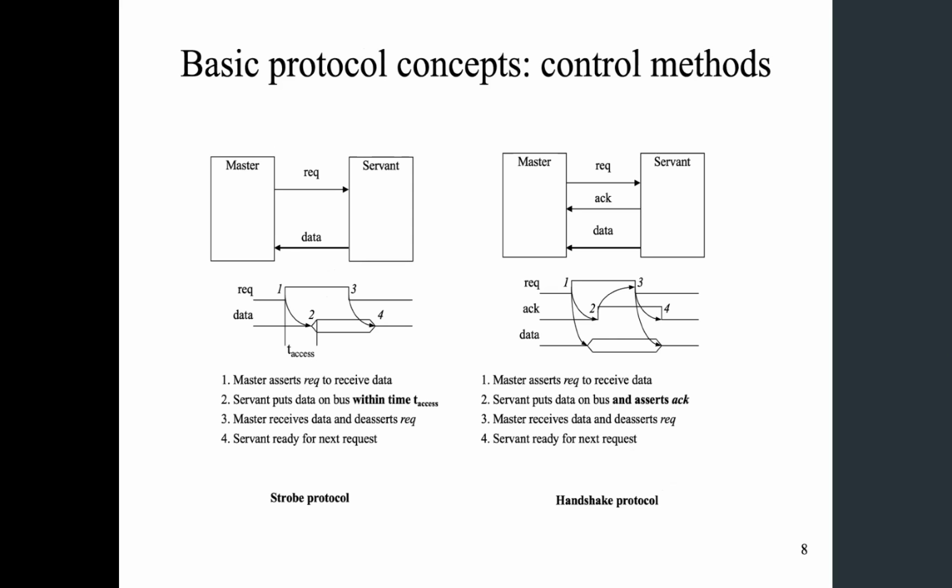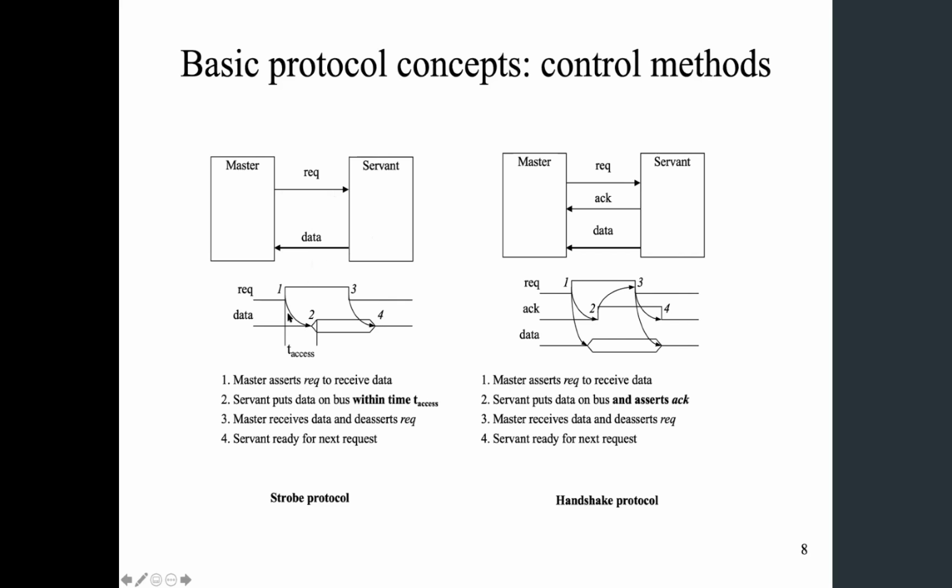Next, we're going to look at some basic protocol concepts, or how the master controls the transfer. So the first example is what we call Strobe Protocol. It's rather simple. We have a master and a servant, and the master is going to request some data from the servant. So you can see there's a control signal, request, going from the master to the servant. And we have a data bus, and that is unidirectional, going from the servant to master. So this is a read operation.